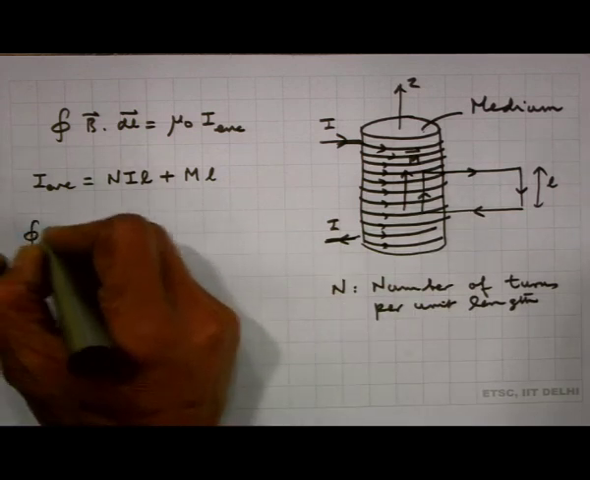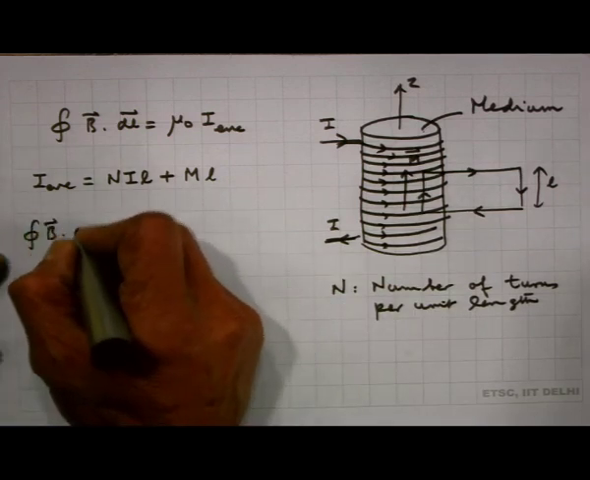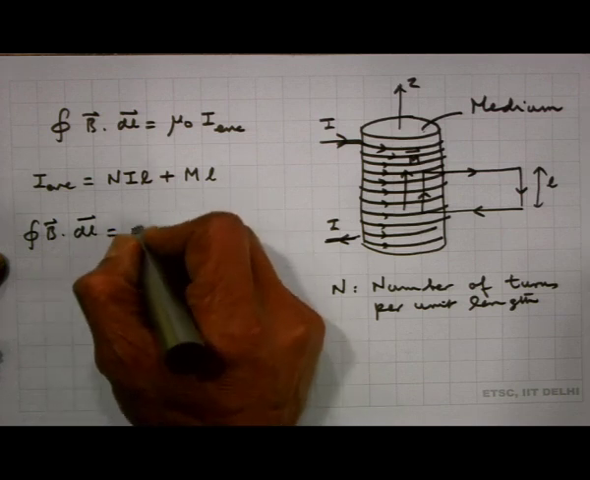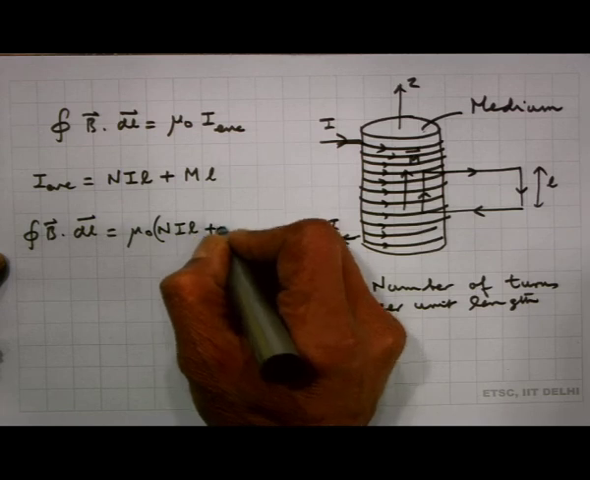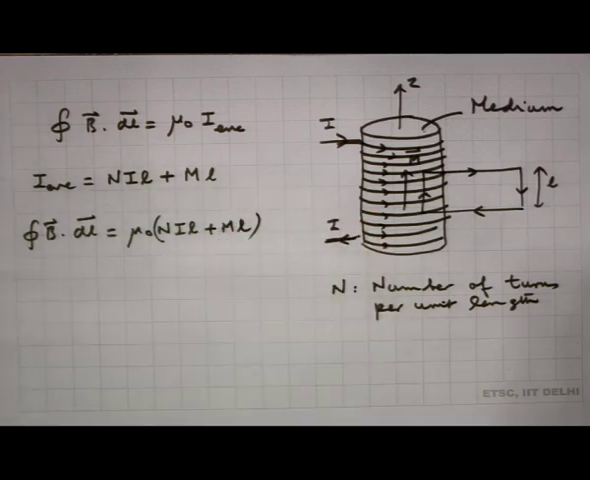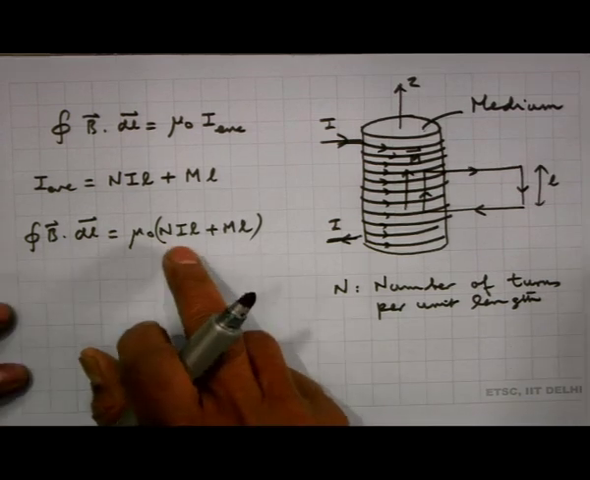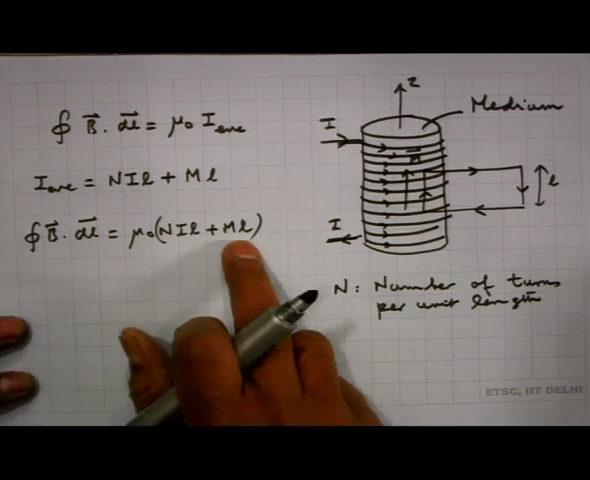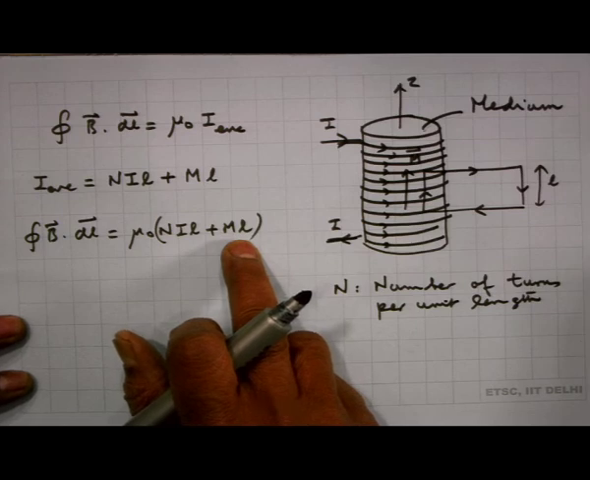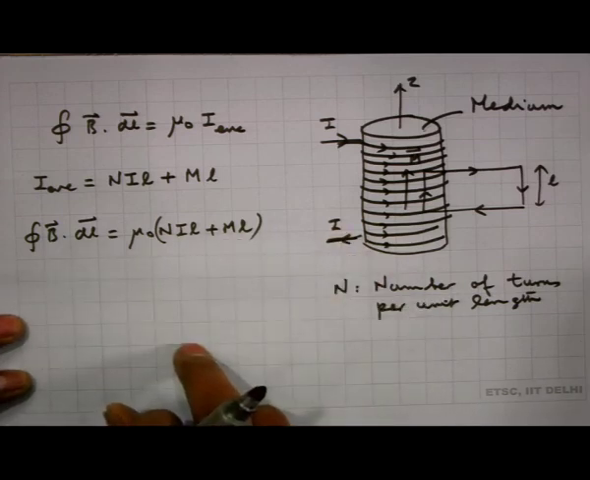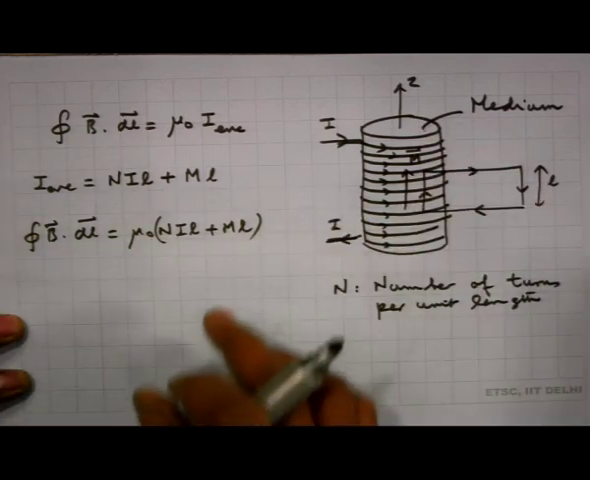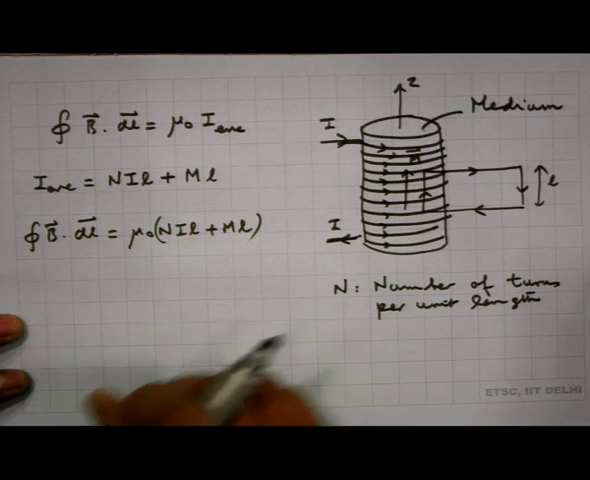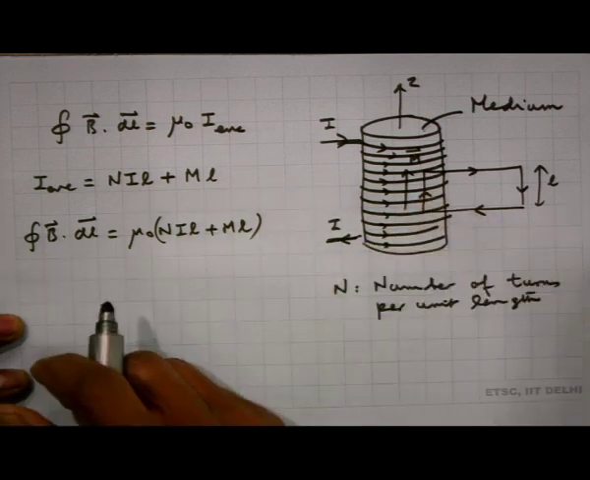So, Ampere's law gives me the integral of B dot dl is equal to mu 0 times (nIL plus ML). So, the current enclosed has conduction current plus the current due to magnetization, which is represented by surface current. I am assuming here that the material gets uniformly magnetized and that uniform magnetization generates a surface current given by M times L within the length L.